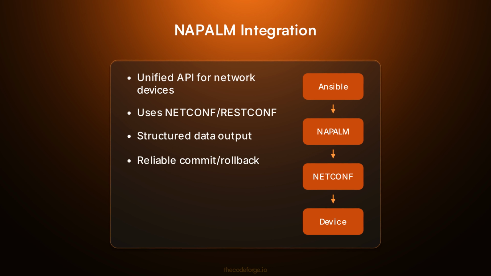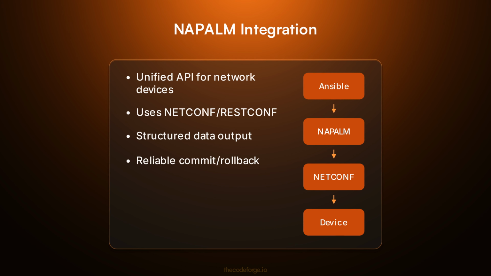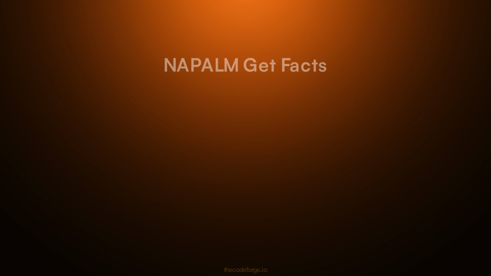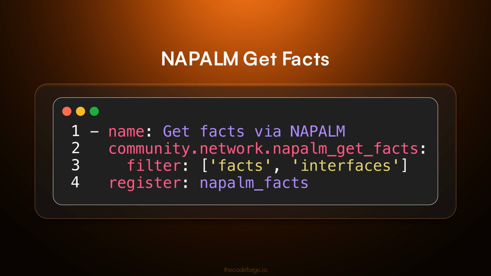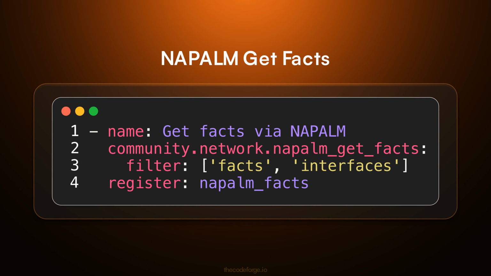NAPALM provides a higher-level abstraction via the community NAPALM modules. It uses APIs like NETCONF or eAPI for operations that are more reliable than CLI scraping. It returns structured data and supports commit and rollback operations. This example gathers facts using NAPALM. The napalm_get_facts module returns structured JSON data, which is much easier to work with than CLI text output.